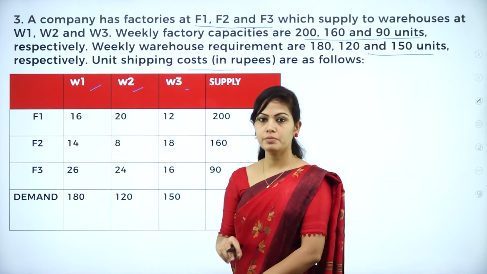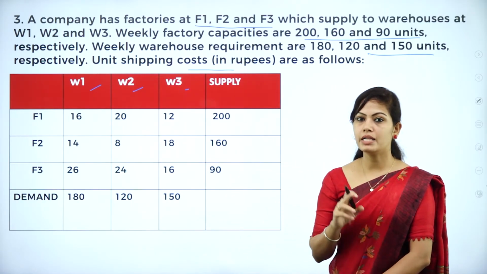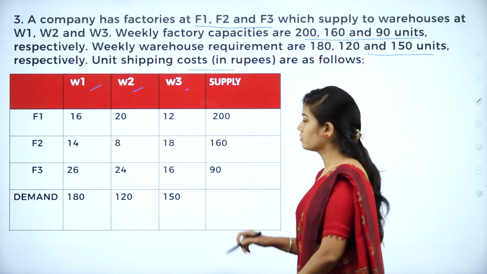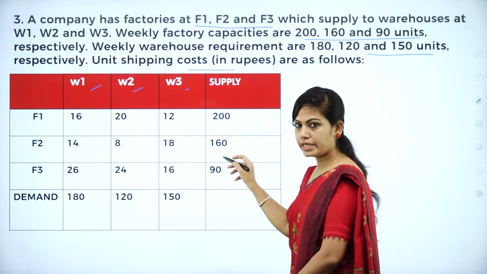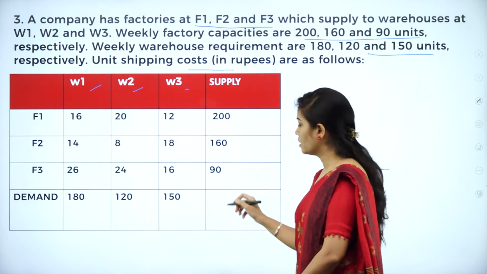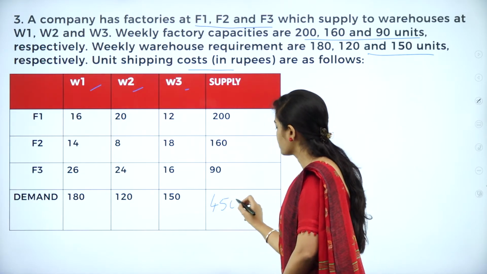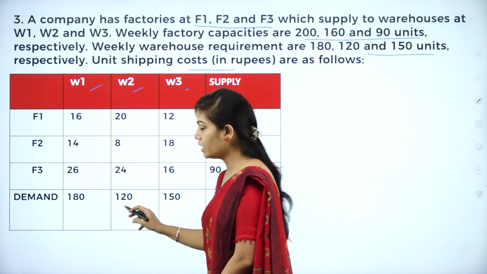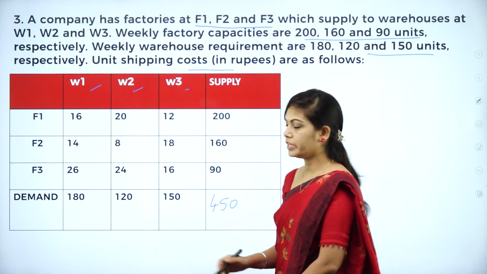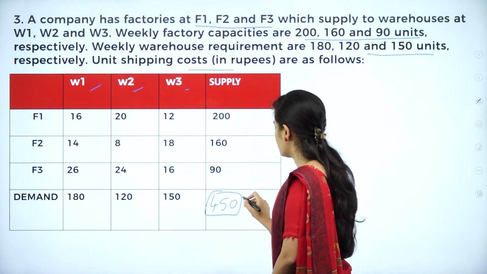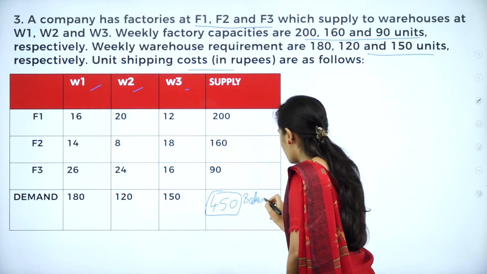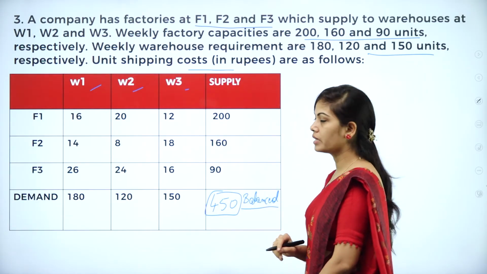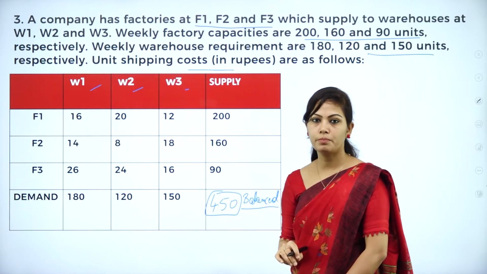So what is the first step? You have to check whether it is balanced or unbalanced. Add all the supply values and demand values. 200 plus 160 is 360, 360 plus 90 is 450. And add all the demand values. 180 plus 120 is 300, 300 plus 150 is 450. It is a balanced problem, because the total supply and total demand are equal.